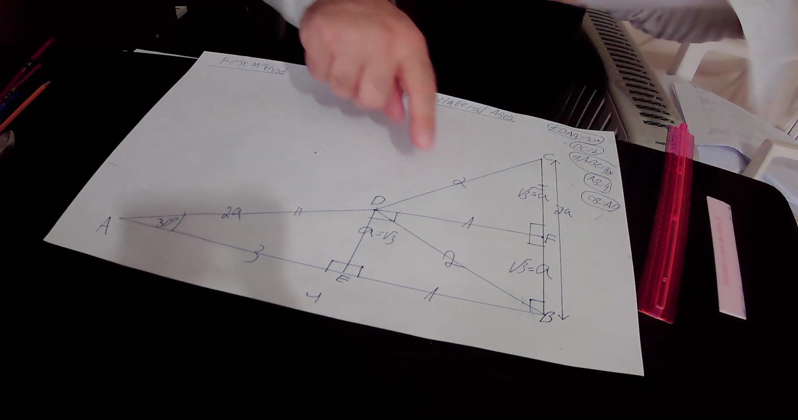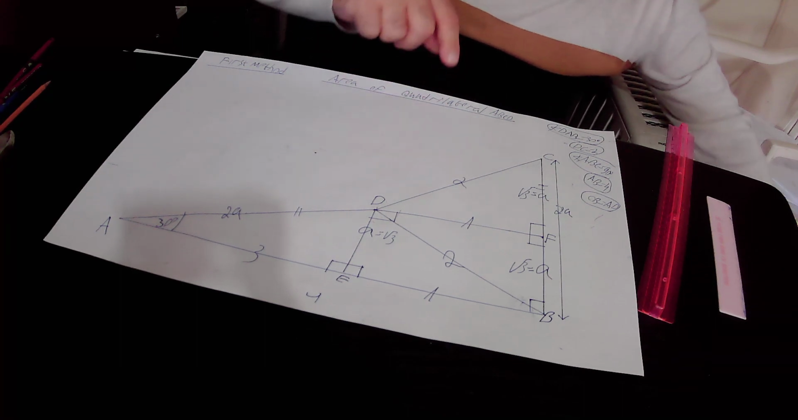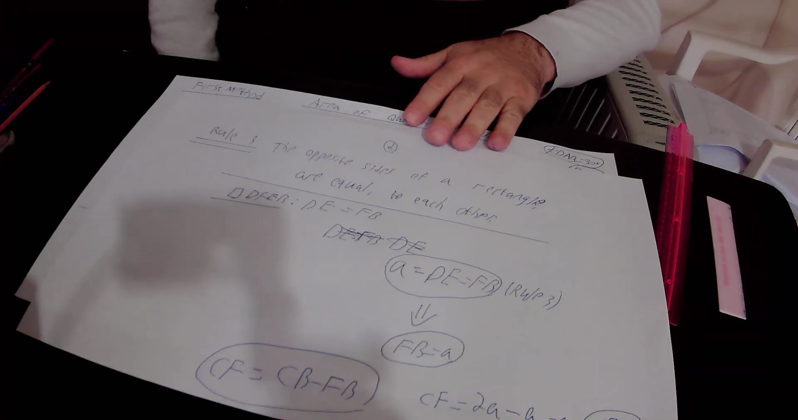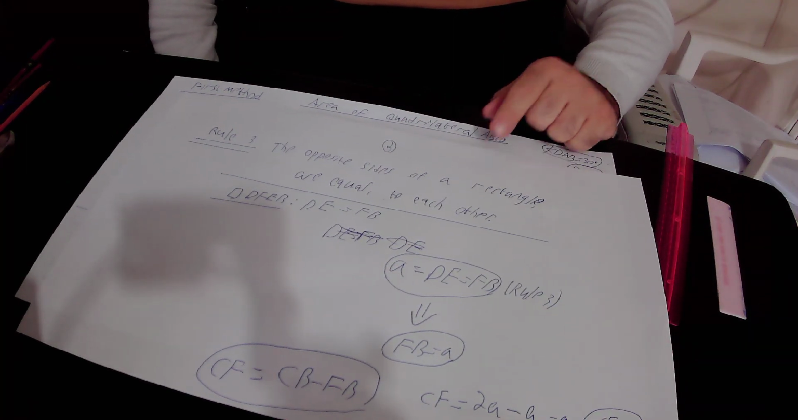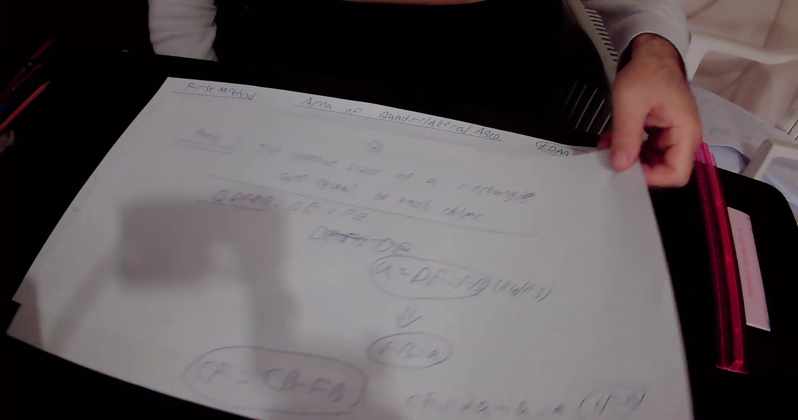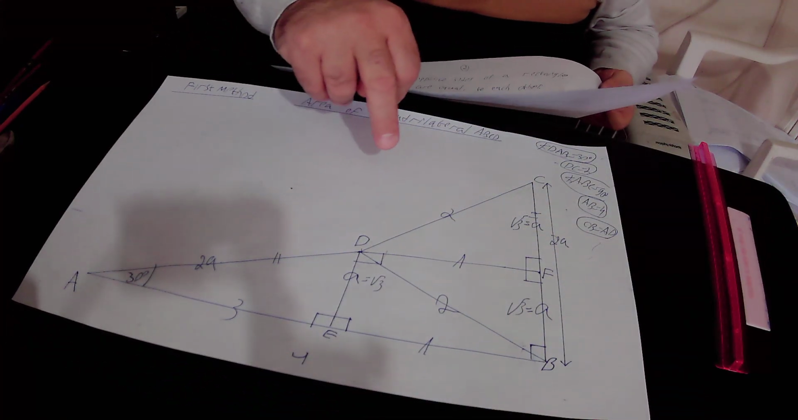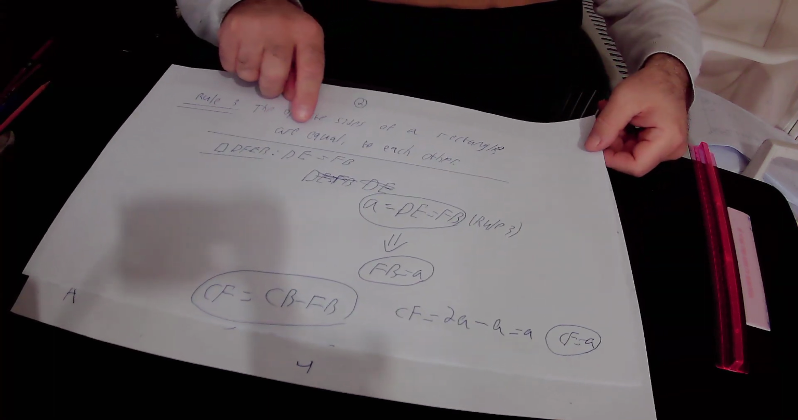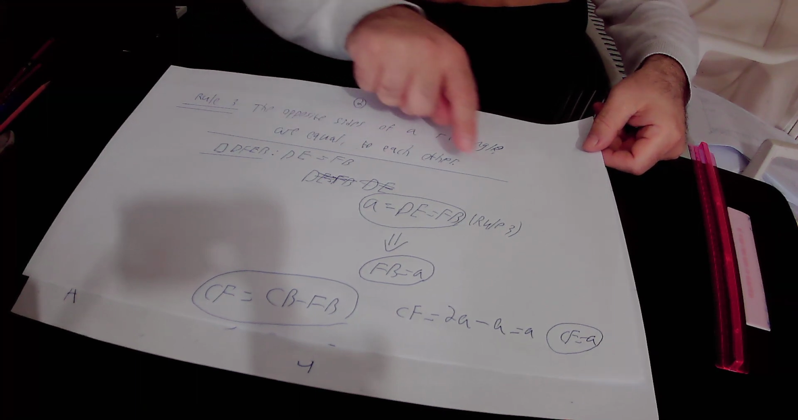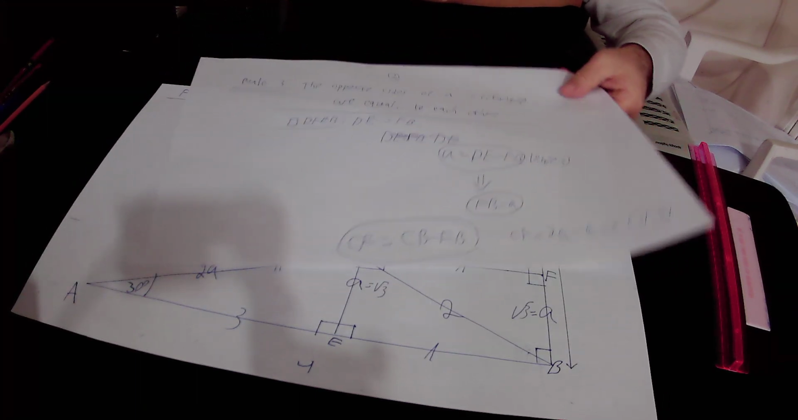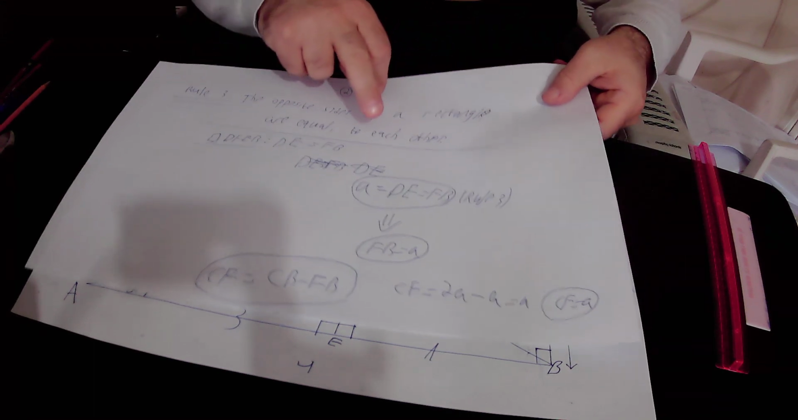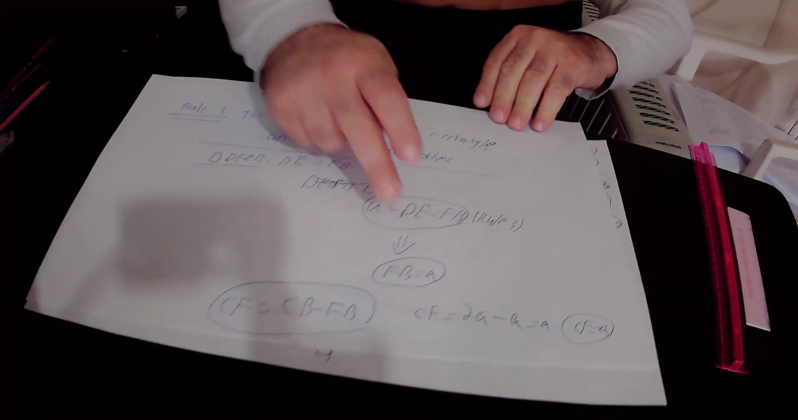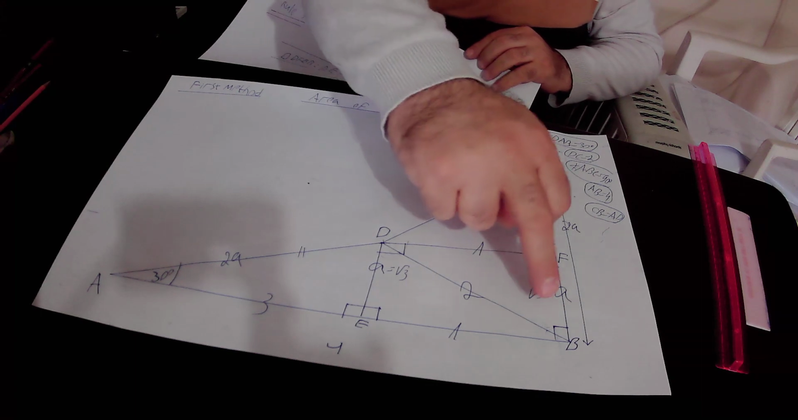So quadrilateral DFEB is a rectangle, and we also have rule number 3. According to rule number 3, the opposite sides of a rectangle are equal to each other. That is to say, the opposite sides of rectangle DFEB are equal to each other. It means that DE equals FB. But DE equals A according to our definition. So from this equation we derive that FB also equals A.